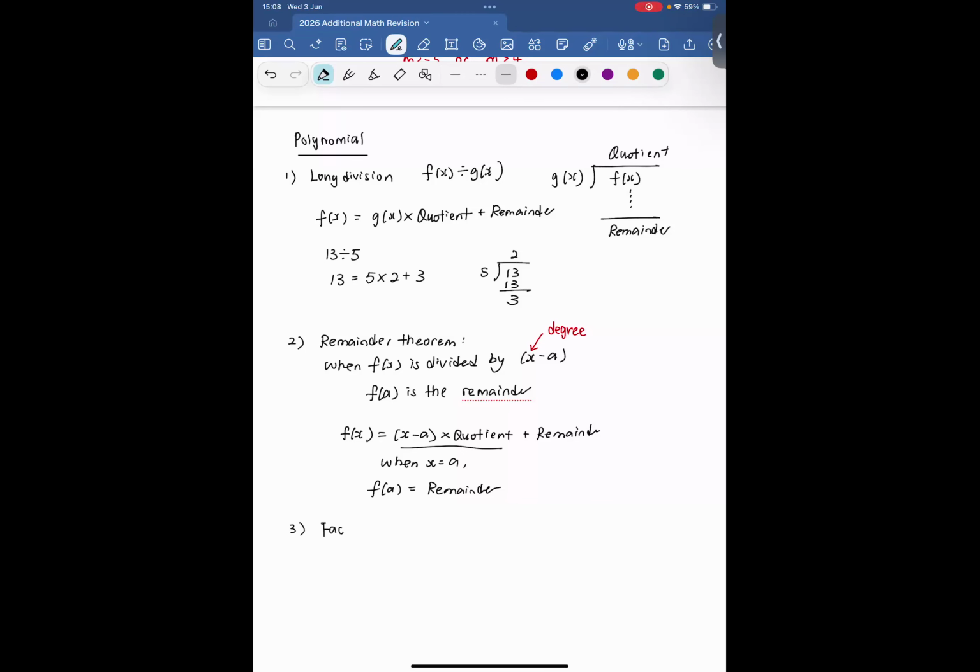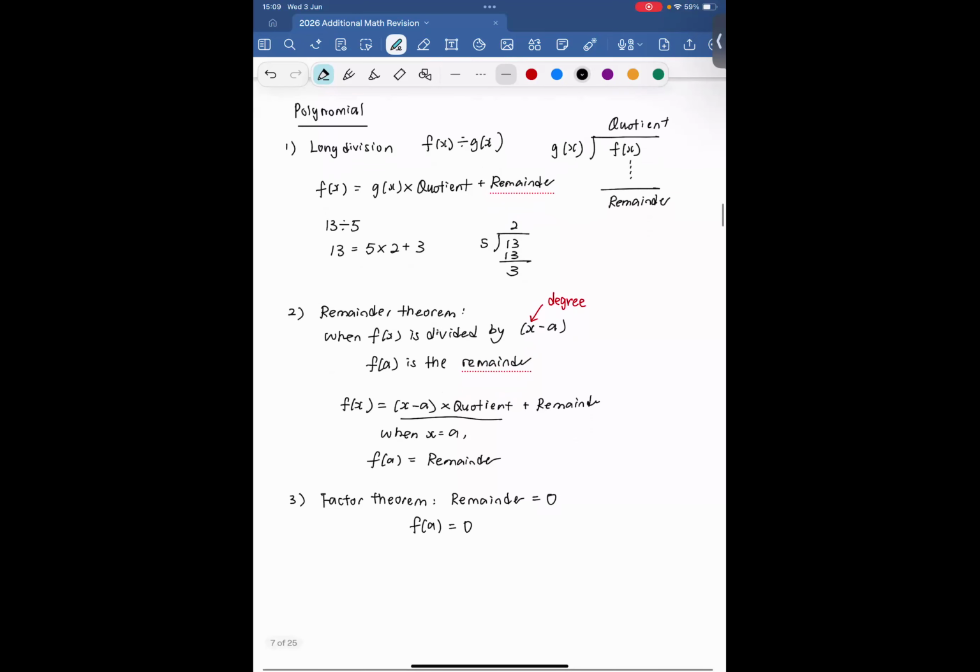Okay, number 3, factor theorem. What is a factor theorem? Factor theorem is a special case of remainder theorem where the remainder is 0 because it's a factor. That means f(a) equals 0. Okay, so factor theorem is a special case of remainder theorem whereby f(a) is equal to 0. The remainder is 0, that's why it's a factor.